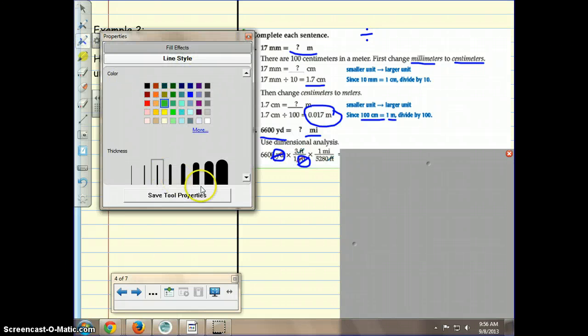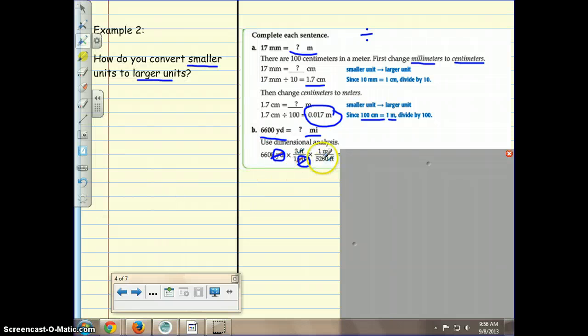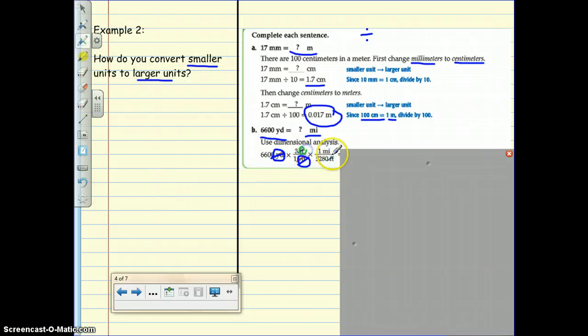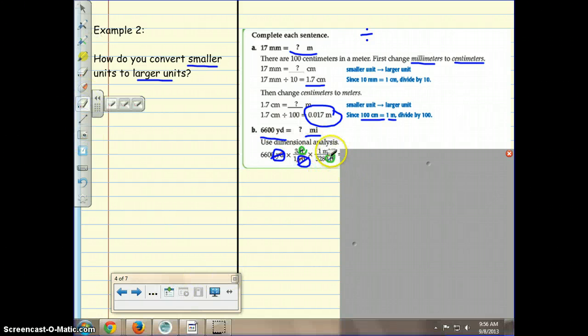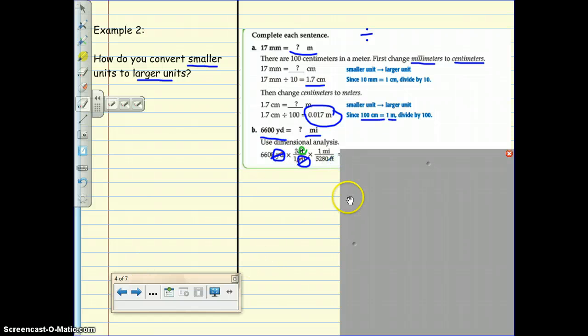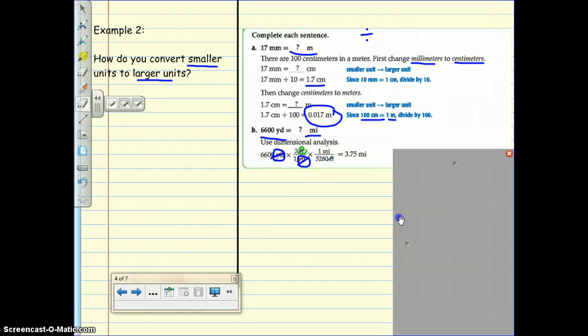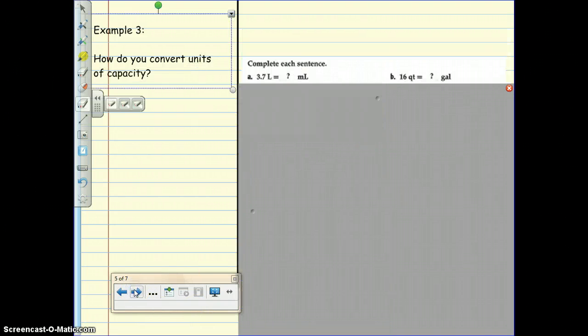Let's switch colors here. So we have feet and feet, and we know that 1 mile is 5,280 feet. So my feet cancel, I'm left with miles, I multiply straight across the top, straight across the bottom, and then divide those numbers, and that is 3.75 miles.